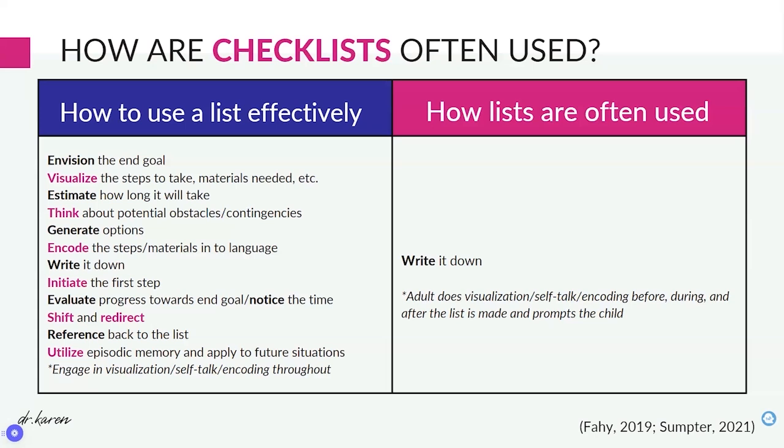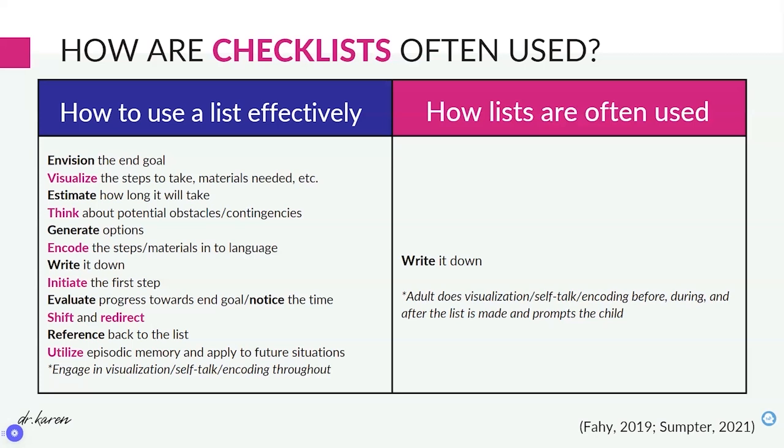Once we've gone through those internal processes, we have to put them into language to know what to physically write down on the list. Then we have to actually write it down, which if kids have spelling issues, that might be a challenge. Once we've written it down, we have to initiate the first step, which means that we have to pull those internal motivation skills in. We have to continually evaluate our progress towards the end goal and notice the time as we're using that list. Are we on track? Do we need to shift and redirect?